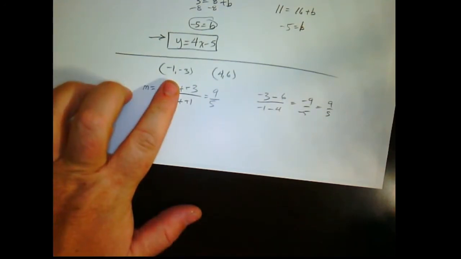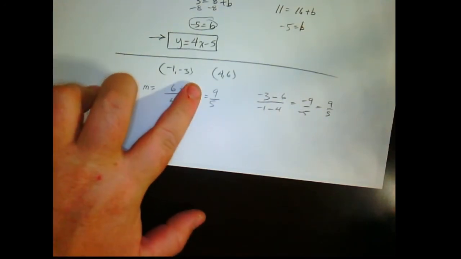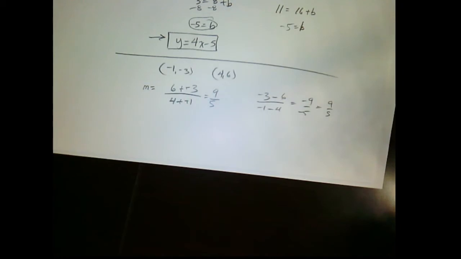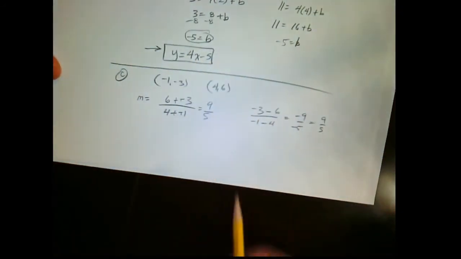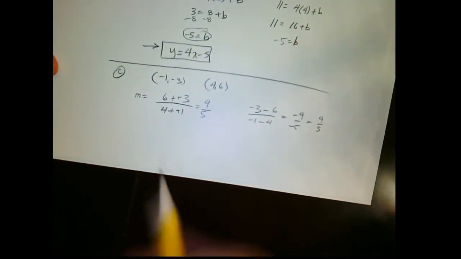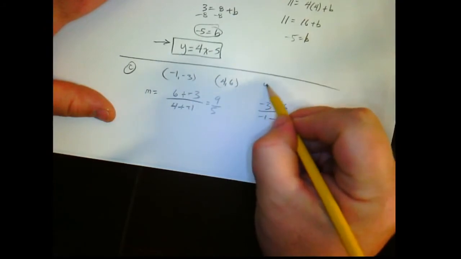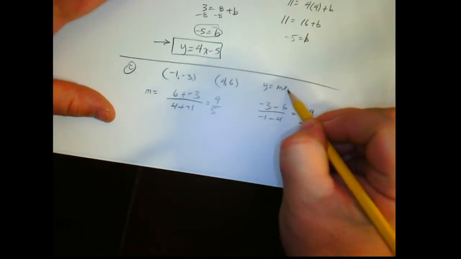Let's see here. Negative 1, negative 3, that's good. 4, 6, that's good. So this one was A, right? And the one I'm doing now is C. So we're going to check these in the back of the book in just a moment. Okay, now y equals mx plus b. We're going to use this.